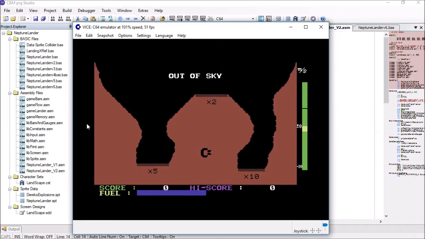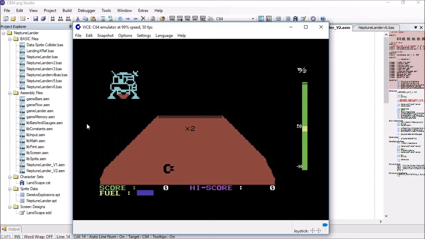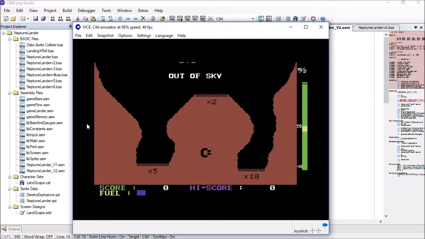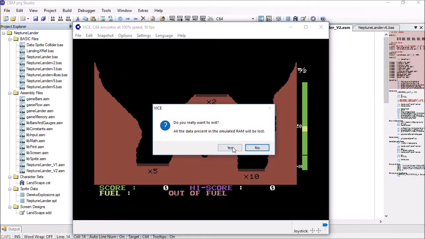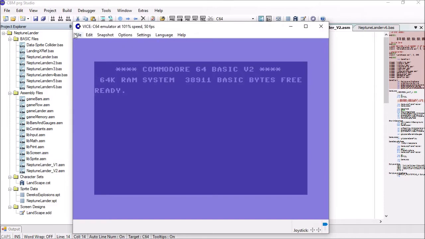Yeah. So it goes out of sky. So they don't crash, it just restarts again. Right. Out of sky. So we could do the same sort of thing, I suppose. Instead of out of sky, say out of range or something. Okay.